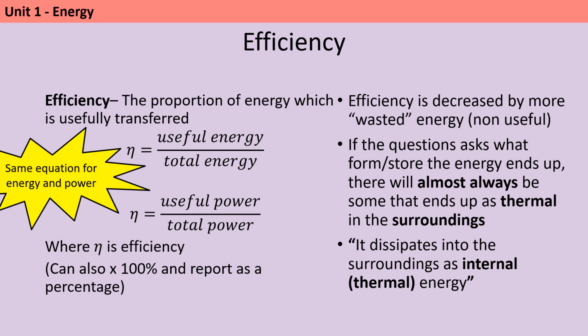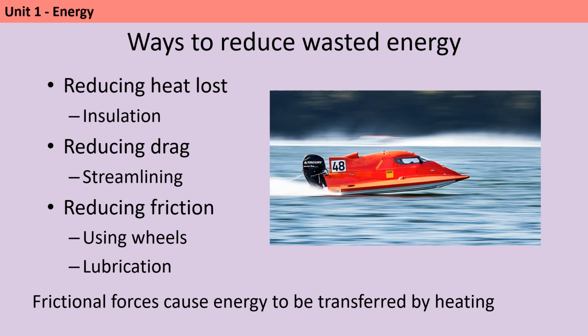If the question asks you about the final store that their energy ends up in, there will almost always be some that ends up as thermal energy in the surroundings, and this is called dissipating. You should be able to discuss a number of ways in which we can reduce the wasted energy. So for instance, we can reduce the heat loss by insulating something. So that's particularly relevant if you're thinking about houses and how they might have loft insulation or double glazing and that sort of thing to help them be insulated.